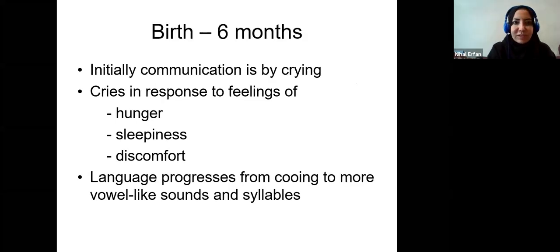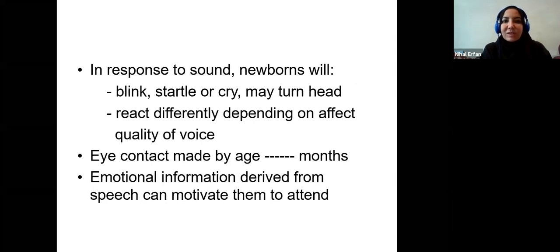So from birth to 6 months, communication is pretty much not very verbal. Okay, it's usually by crying, and the crying responds to hunger, being sleepy or uncomfortable, and it progresses from cooing to more vowel-like sounds and syllables. So cooing is like pigeons. Okay, so that's how it progresses. In response to sound, newborns will blink, startle, cry. Okay, again, they react differently depending on the affect of voice, the affective quality.